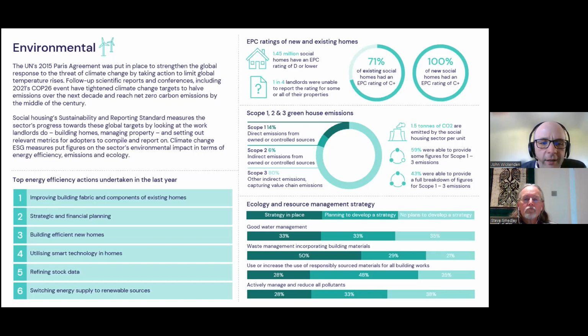When we were looking at things like energy efficiency actions, looking at the bottom left corner, this is where I did what I call a coding frame. So I went through all of the qualitative responses and simply coded them and said, okay, that's about improving building fabric, that's about strategic financial planning, that's about building efficient homes, and so on. And so they were the top 6. So the most mentioned energy efficiency action was about improving building fabric. So that whole fabric first agenda seems to be where landlords are going, looking at improving existing stock.